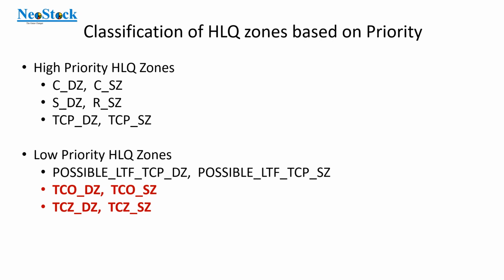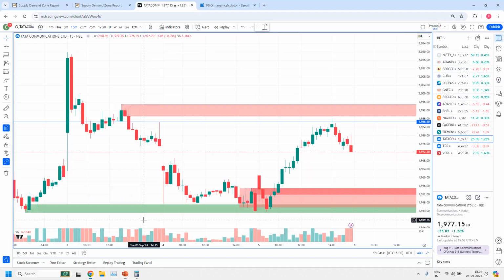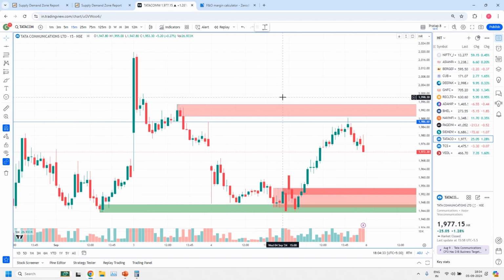If new demand zones are created and they are violated and then price came back, or a new supply zone is created and pushed the price into our newly created TCO or existing TCZ zones, at that time you can't expect them to be high priority. They will act as low priority zones. They may work, they may not work. That's why I reduced the priority.